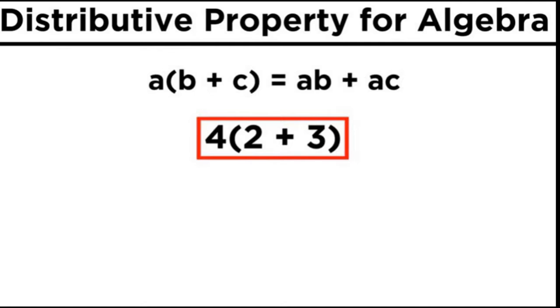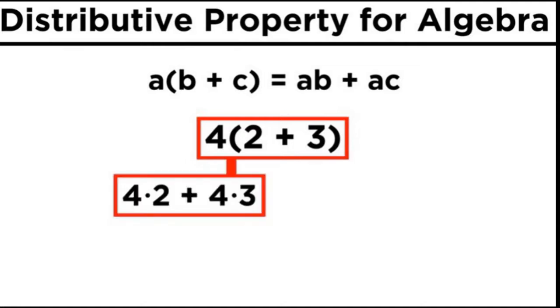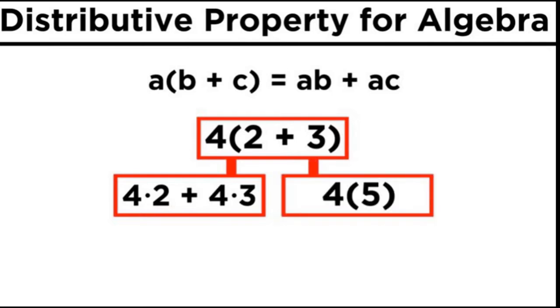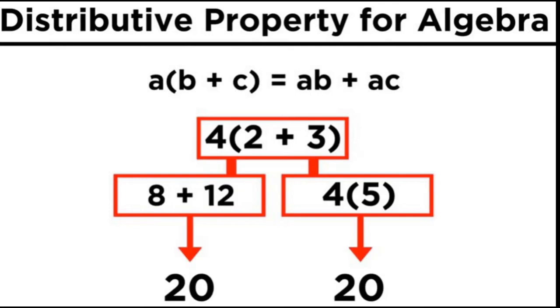This did not matter too much for arithmetic, because 4 times the quantity of 2 plus 3 is certainly equal to 4 times 2 plus 4 times 3, but there was nothing stopping us from adding 2 and 3 first and then multiplying by 4. We should get 20 no matter which method we choose.